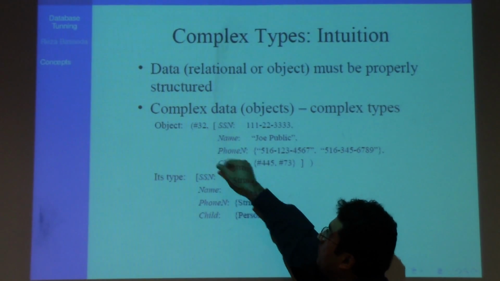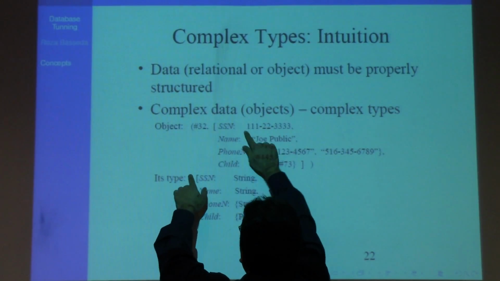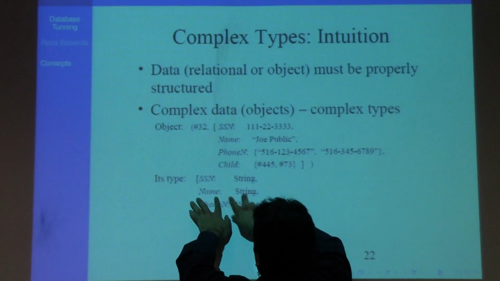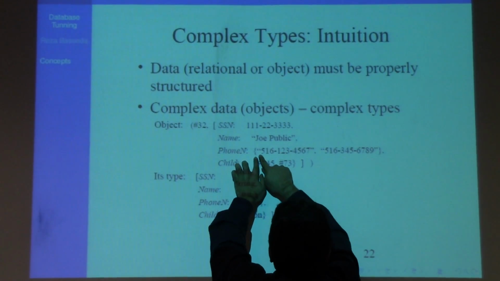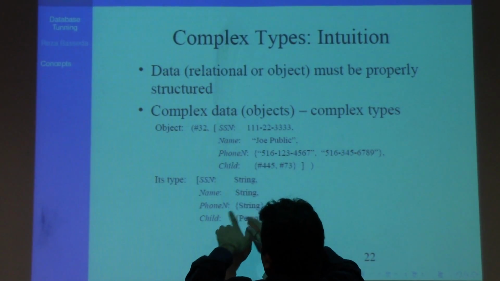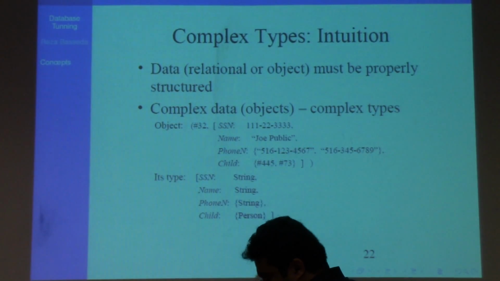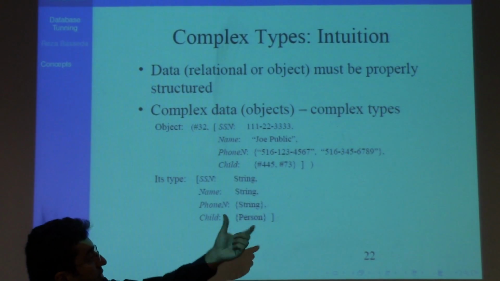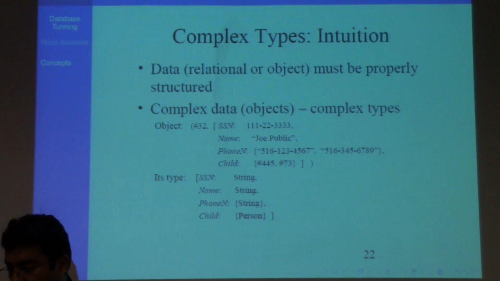You have a tuple, okay? The tuple, the first attribute of the tuple, the first name, a string, primitive type of string. Second name, primitive type, a string. Third name, set of strings. Okay? Fourth one, child, set of references. So if you name this type as a person, then the type of this will be like that.